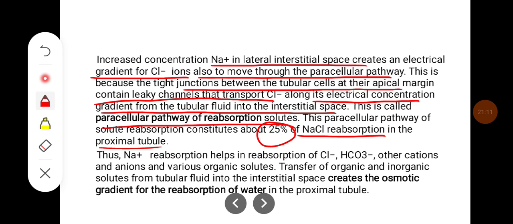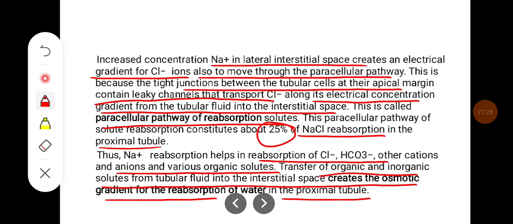Thus, sodium reabsorption helps in the reabsorption of chloride, bicarbonate, and other cations and anions and various organic solutes. The transfer of organic and inorganic solutes from tubular fluid into the interstitial space creates the osmotic gradient for the reabsorption of water in the proximal tubule.